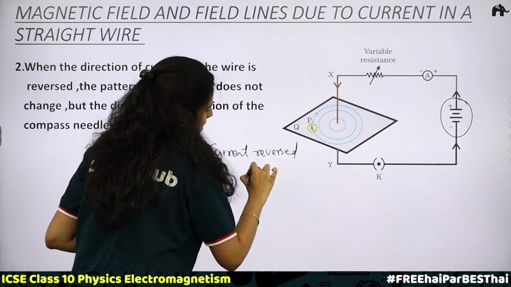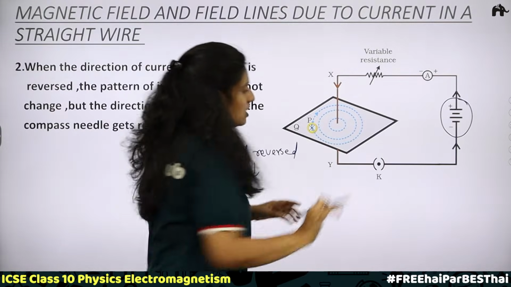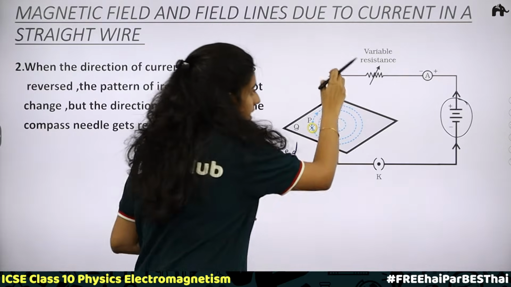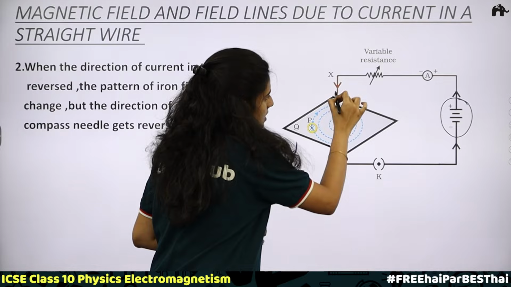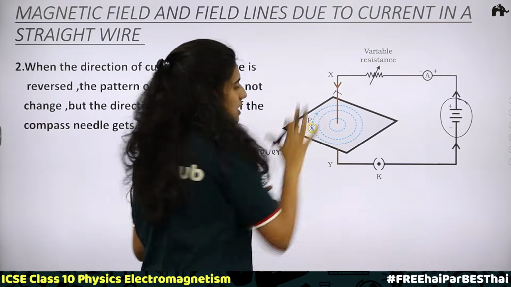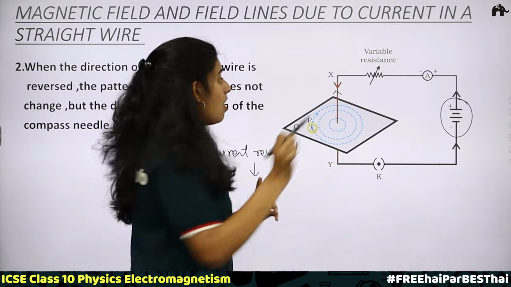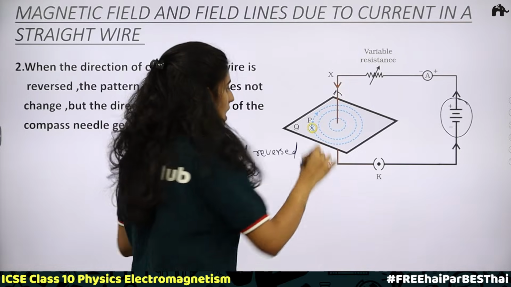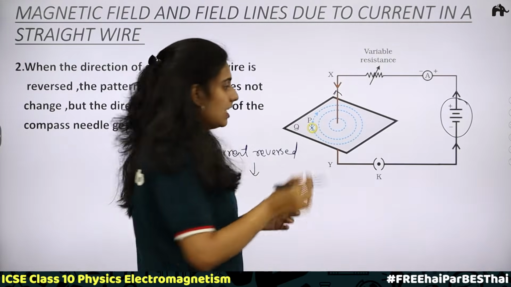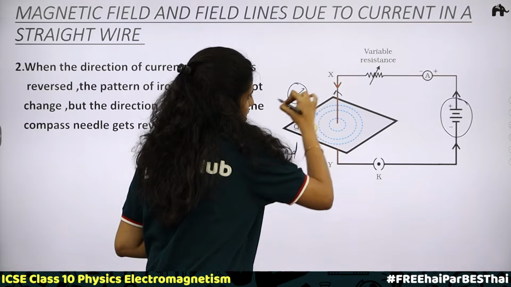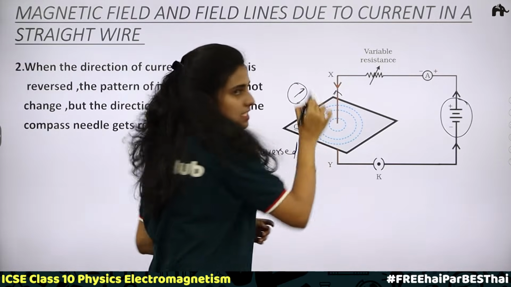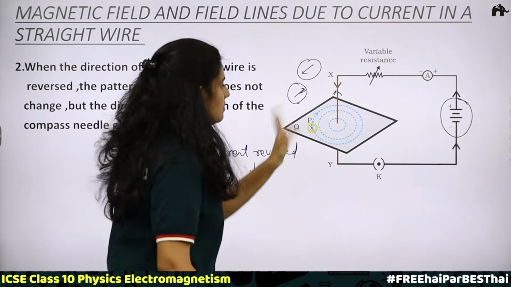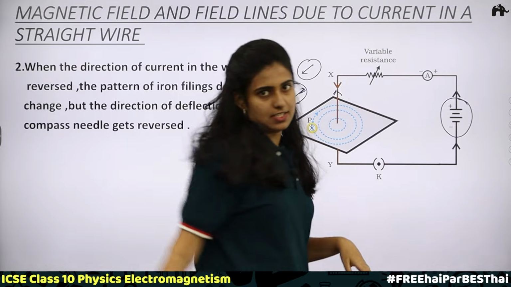When current is reversed, there is no change in the pattern of arrangement of the iron filings. They will be the same. But the current direction is changing. If the current was flowing in this direction, now it will be flowing in the opposite direction. Also, the deflection in the compass needle is going to change. The magnetic field direction is going to change. If the north pole of the compass needle was deflected in this direction, now it will be deflected in the opposite direction. So change in deflection will happen when the current is reversed.